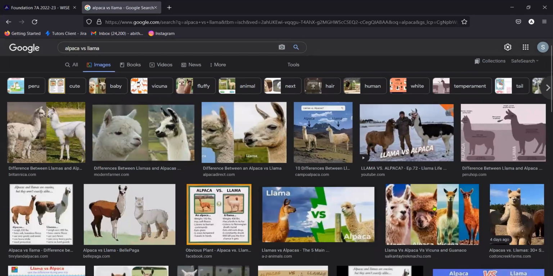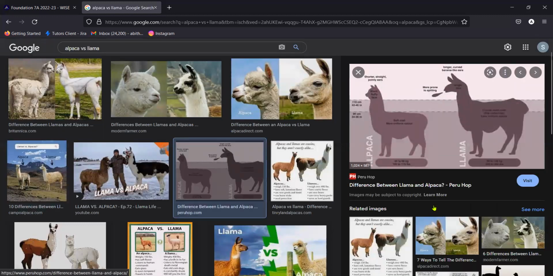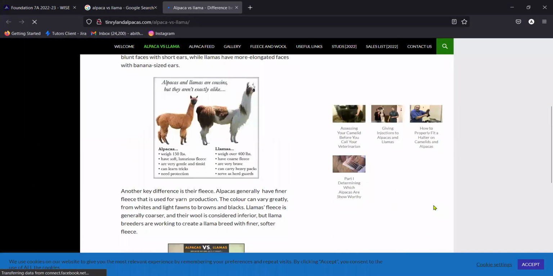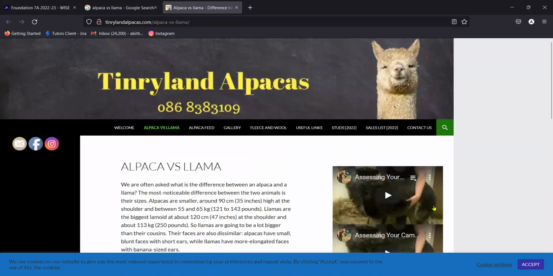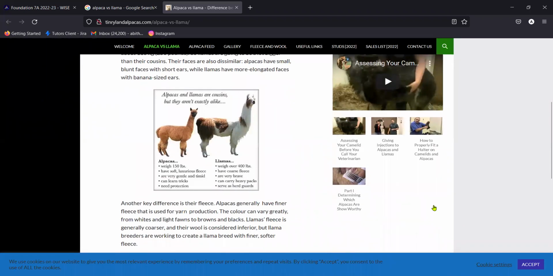See the difference between alpaca and llama. Can you see the difference? One is their height, you can see here. Alpaca is much smaller than llama. Alpaca is like a dog, and alpaca has soft skin, whereas llama will have the coarse skin. Can you see here? Yes, ma'am.